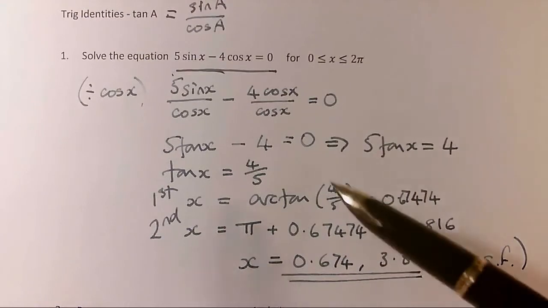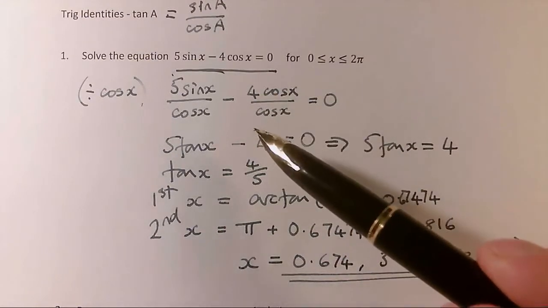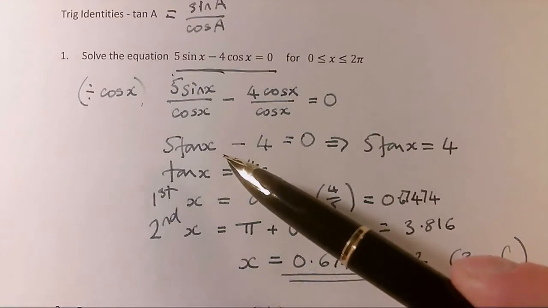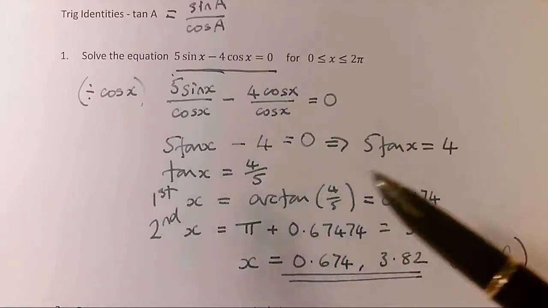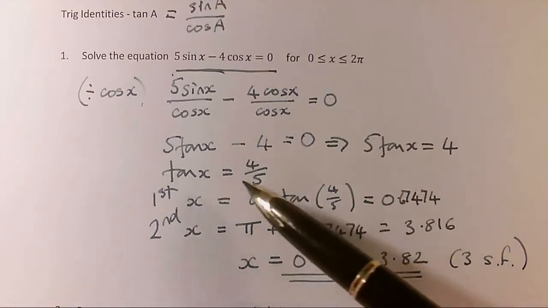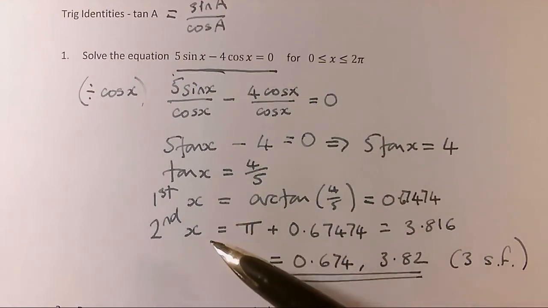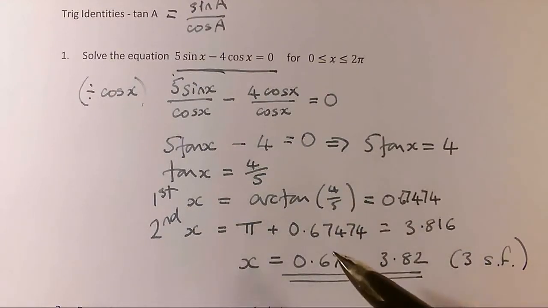So we've got a clear use of division by cos x to use the identity to get a tan x into it, and then we use a normal procedure for solving a trig equation, a first x, a second x, with a clear method for both, and then summarize the solutions at the end.